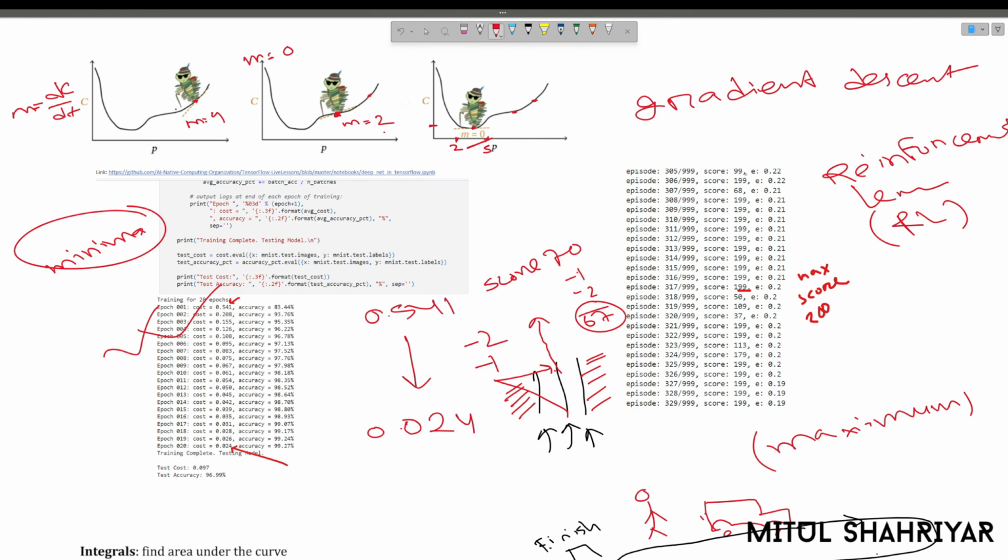Sometimes you see it is 99 and then 199, then 68, 199. That means it's failing to learn, or it is getting out of the road, and then it comes back again. Assume the maximum score is 200 for this code example, then it is doing good. This is the maximum score, and it is going in the right path. These lines mean that it is going the right path. Then again it makes a mistake and we are penalized for that.